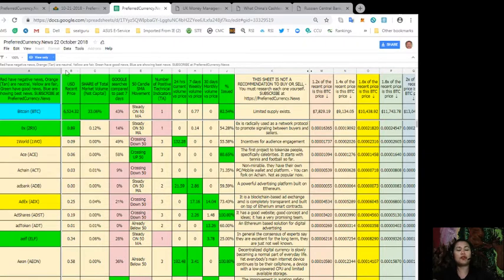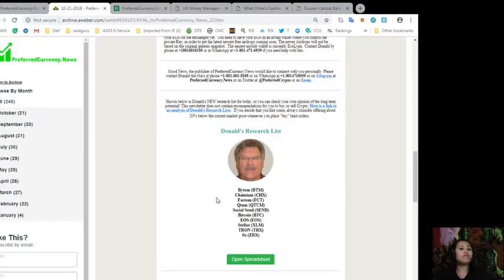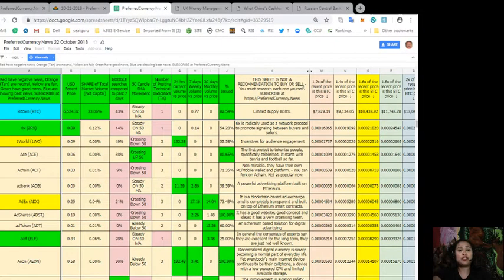This is an example of Donald's research list. This is the Preferred Currency News spreadsheet. After clicking the green button that says open spreadsheet in our newsletter issue, it will lead you to a spreadsheet. This is how it looks. On column A, it will show you the name of your favorite digital token, like for example, Bitcoin, 0x, One World, Ace, A-Chain, AdBank, ADEX, and all other digital coins.